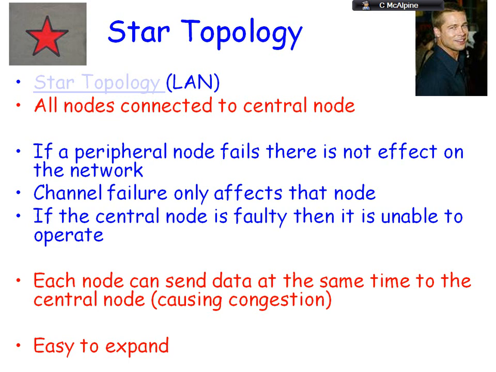Okay, so we leave it at this. So a peripheral node failure, then there's no effect on the network. Channel failure is only going to disrupt data sending to that node that's connected to it. But if the central node is faulty, then the whole network is affected, and it can be quite congested with traffic. But it's easy to expand this network. Again, some more reading to get a bit more information on this.